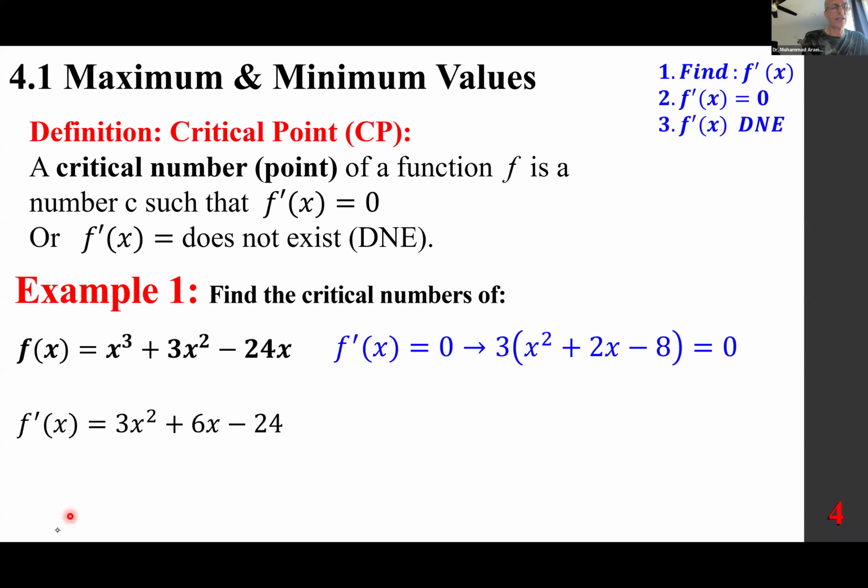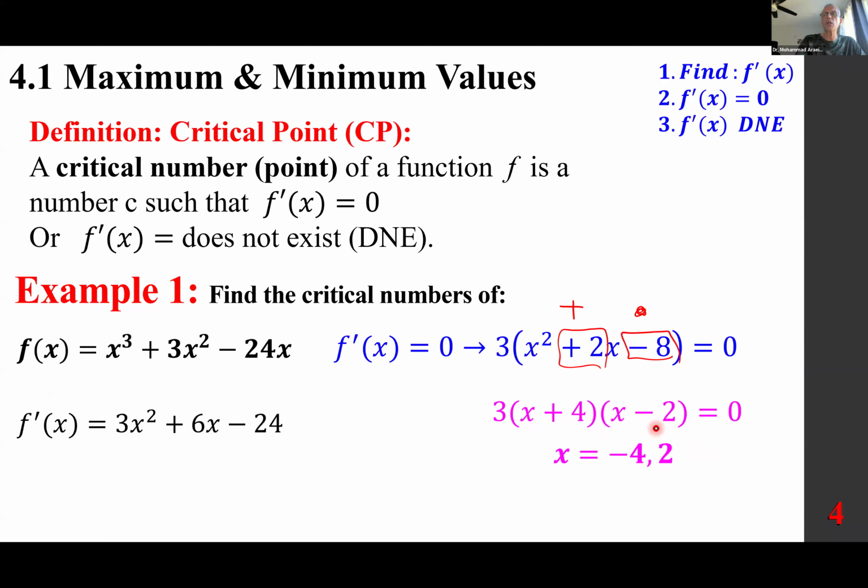Furthermore, we can factor this. We want two numbers whose product is negative 8 and whose sum is positive 2. We get positive 4 and negative 2. Therefore, x is negative 4 or positive 2. By the way, f prime doesn't exist? This f prime is a polynomial of degree 2 itself, so it does exist everywhere. In other words, this doesn't produce any solution.